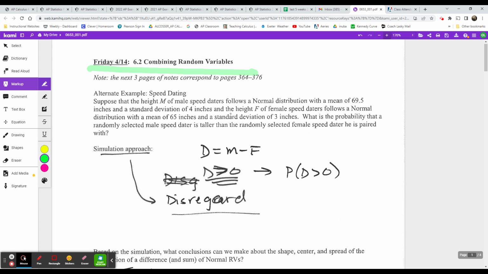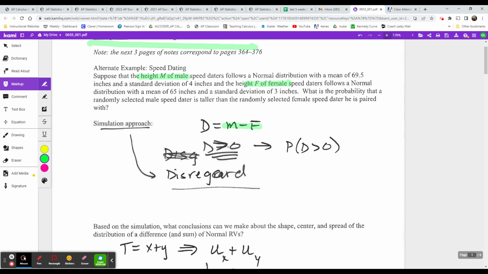So when we deal with these, we're dealing with two different heights, so we've got two different distributions. We know that the difference is going to be male minus female, and that's the idea. It's 69.5 and 65, and then the standard deviation of each one is what we're dealing with there. As we work our way through this, they want the probability that the male is taller. So if we move this around, it's going to be that the difference is greater than zero.